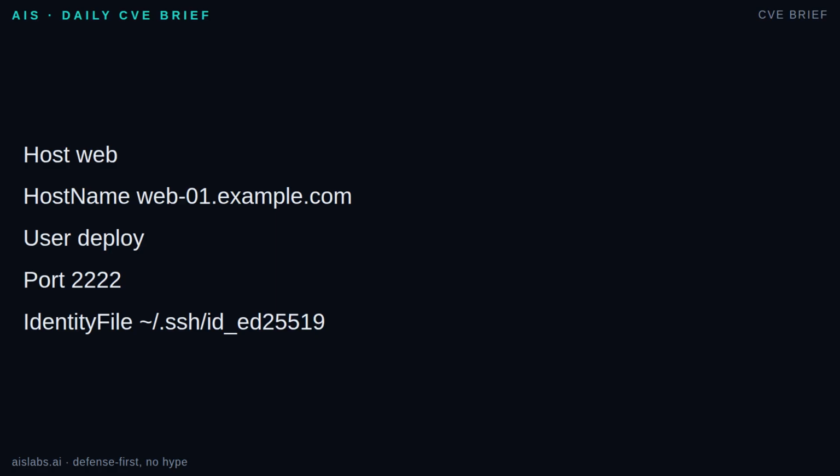Save this in ~/.ssh/config. Use mkdir -p ~/.ssh, chmod 700 on the directory. Touch the config file, and chmod 600 on the file. Those permissions are boring until they save you from weird client warnings.